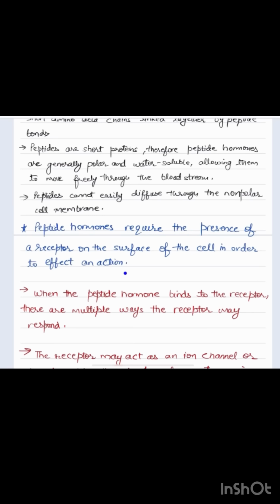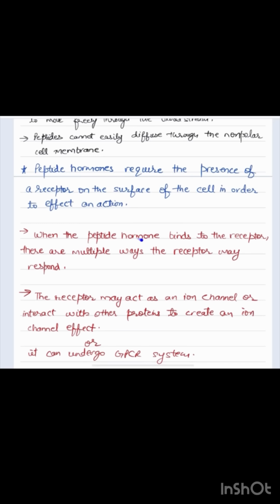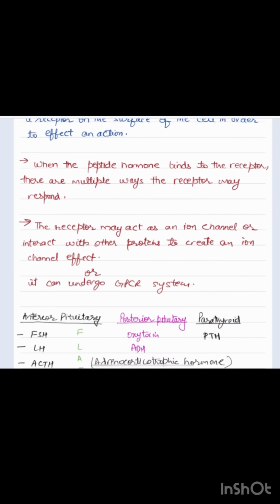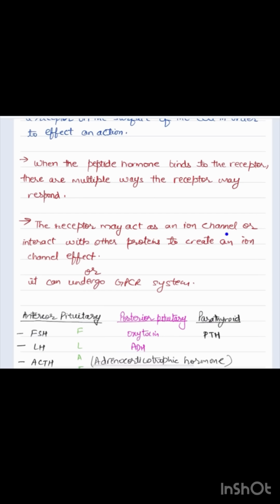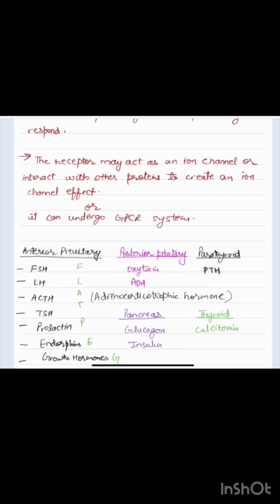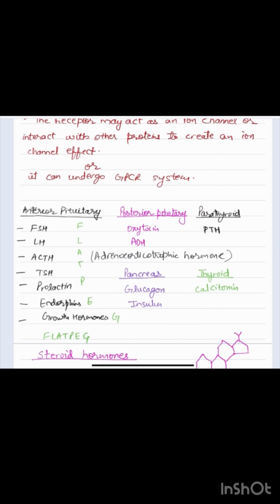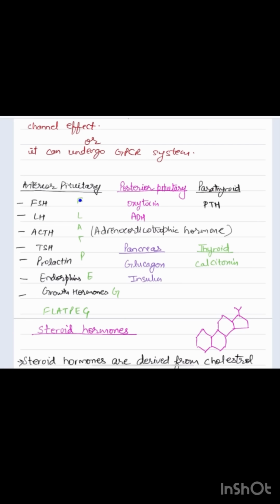Now when the peptide hormones bind to the receptor on the cell surface, there are multiple ways the receptor may respond. The receptor may act as an ion channel, or it may interact with other proteins to create an ion channel effect, or it can also undergo a G protein coupled receptor system. That is one type of receptor system in the cell signaling process. So the hormones secreted by the anterior pituitary, posterior pituitary, parathyroid, pancreas and thyroid, this we will be discussing.